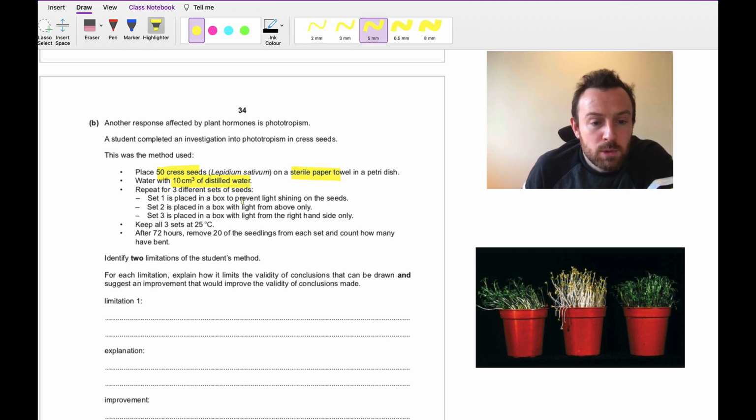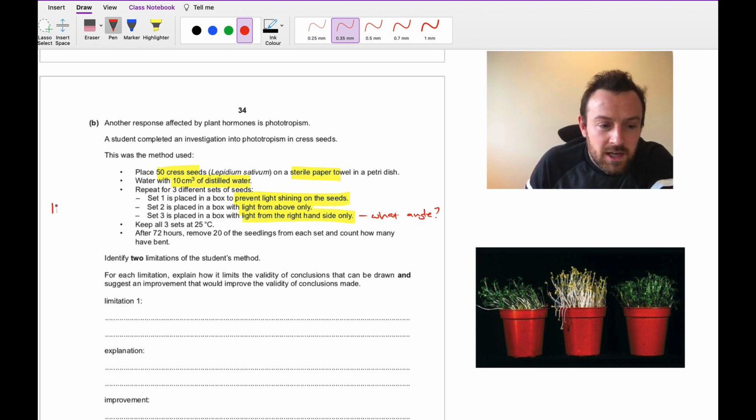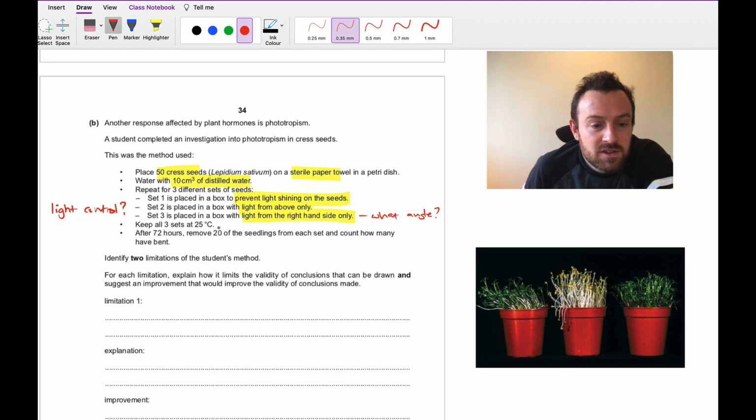Set 1 is placed in a box to prevent light shining on the seeds, so fully dark. Set 2 is placed in a box with light from above only. Set 3 is placed in a box with light from the right-hand side only. So, yeah, I mean, maybe what angle is it? Is it 90 degrees to the right? Other thing, we've got light from above, light from the side. It doesn't actually mention light, sort of what type of light? Sort of light control? Is it the same amount of light that's being shone on these 2 boxes? 25C, that seems all right.